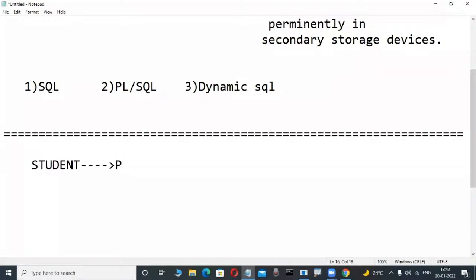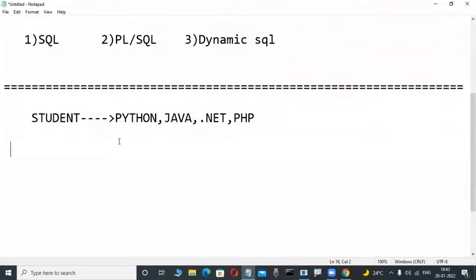Nowadays they are learning Python, otherwise Java, or .NET, ASP.NET, web-based applications and PHP. These types of front-end applications they are learning. These persons are web-based application programmers. Web-based is also possible in Java or Python. These application programmers compulsorily need minimum knowledge of databases on the project side.